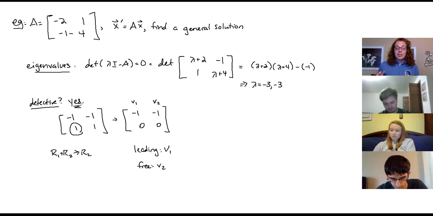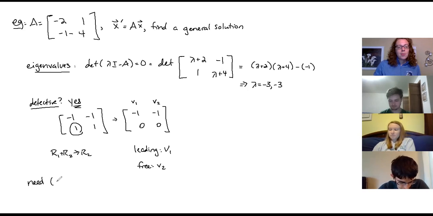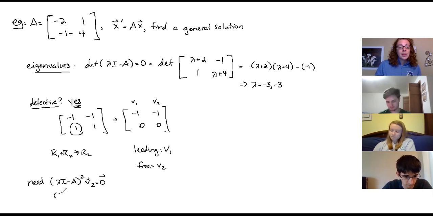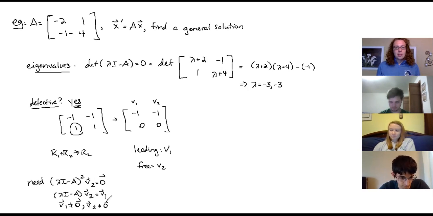All right, because this is defective, I need to find V1 and V2. Here's what I need, copying from the previous slide: lambda I minus A quantity squared times V2 equals 0, and lambda I minus A times V2 equals V1. I need V1 to not be the 0 vector and V2 to not be the 0 vector. Those are the things I need in order to hopefully find my two linearly independent solutions.